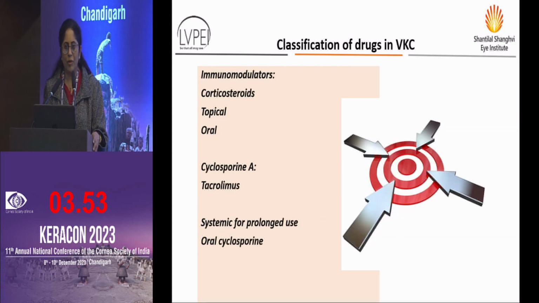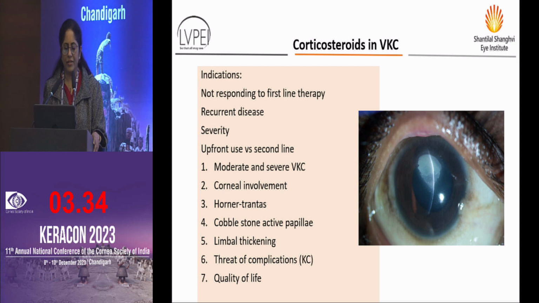So what about our strongest weapon, which is the immunomodulators such as corticosteroids? You can use topical, we frequently have to, oral in some cases, and then I talked about cyclosporin A and tacrolimus. Then what about if you have to use medications for prolonged use? So here comes oral cyclosporin. What are the indications? So contrary to perhaps when we started off, or several years ago, where we used to see a lot of patients coming in with complications due to steroid abuse, I think over a period of years, this particular problem has decreased.